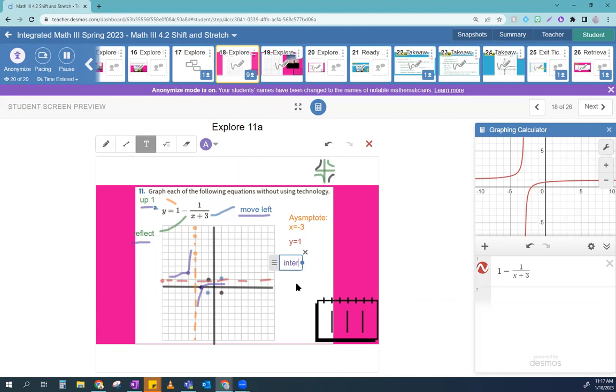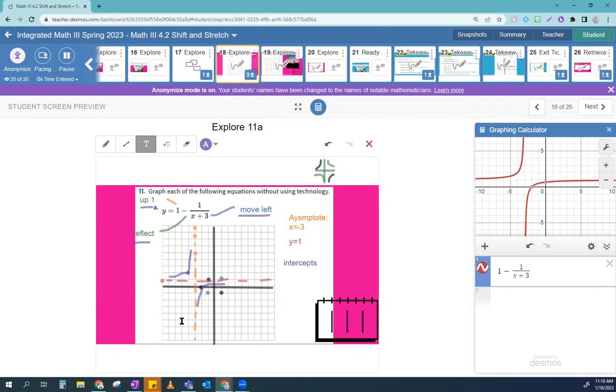Sometimes your intercepts are going to be easy to find and sometimes they're not. If they're easy to find, great. If not, then don't. The y-intercept is going to be easy because I'm just going to plug in 0. So I get 1 minus 1/3. So that's 2/3. That looks more like 2/3 right there. Your x-intercept is right there. We found it because of the shifts.